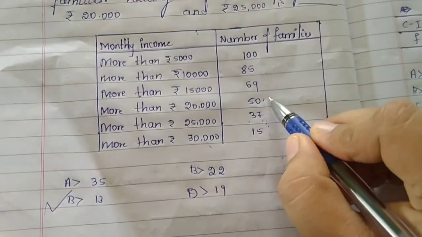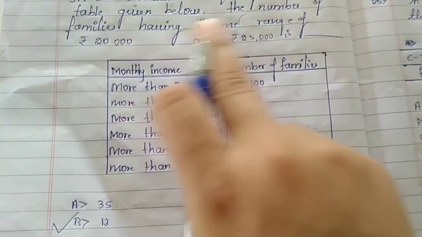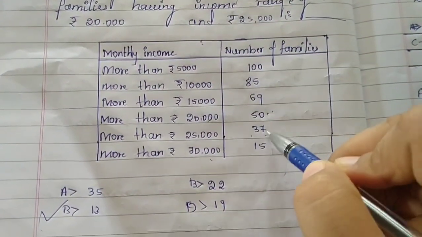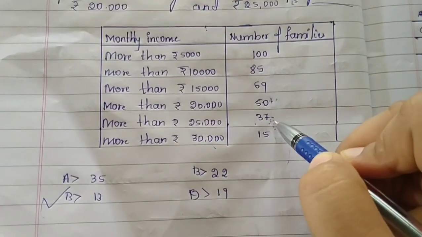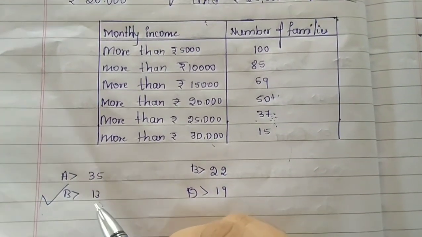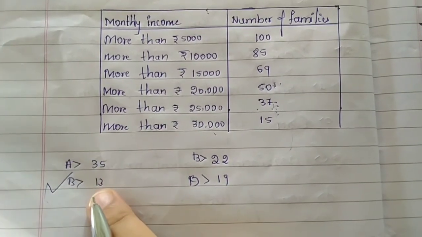So what they have given is the range of 20,000 to 25,000, then you have to subtract these two frequencies. When you subtract this, you will get the range, that is nothing but 13. 50 minus 37 is 13.